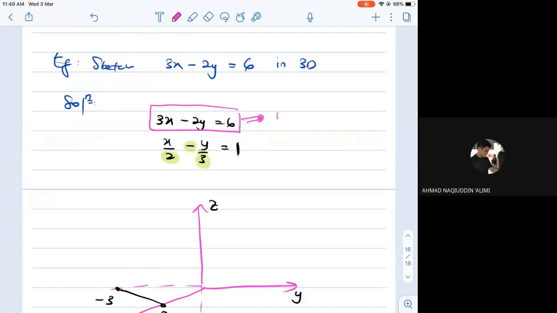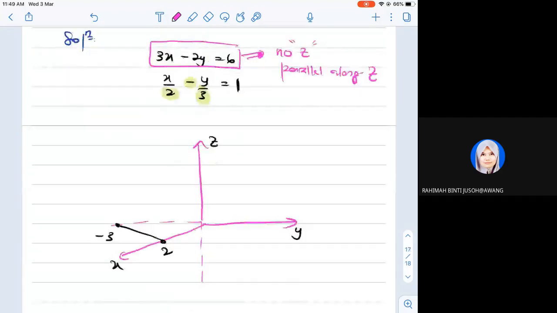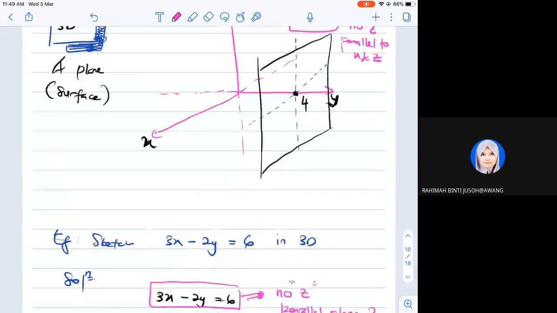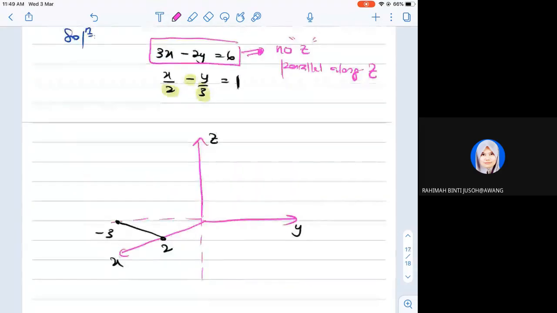No Z. Okay, no Z. So it should be parallel along Z. Along Z. Okay. So ini tulang dia, tau. Macam tadi tu, yang saya buat dotted tu tulang dia. Okay, ni tulang dia. So tulang dia ni, dia parallel along Z.